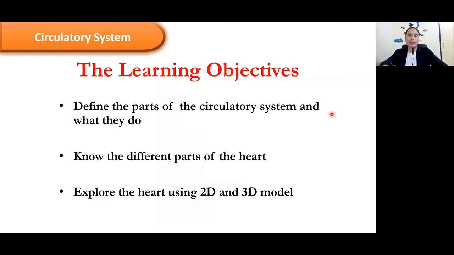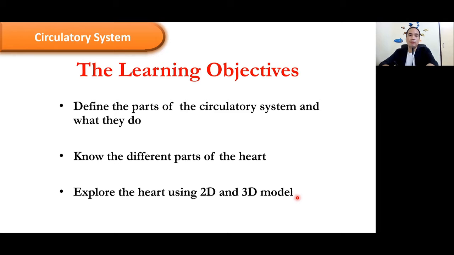So for our lesson, we are going to learn about three things. One, define the parts of the circulatory system and what they do. Number two, know the different parts of the heart. And number three, explore the heart using 2D and 3D models.